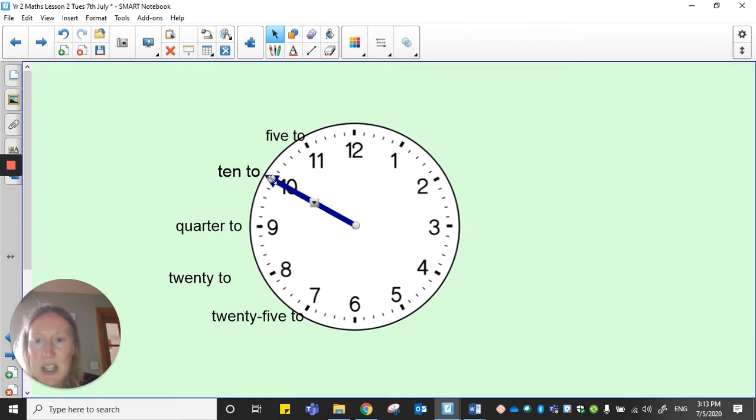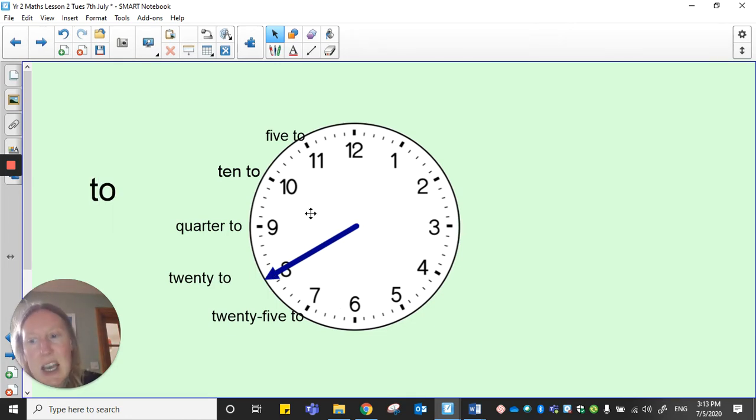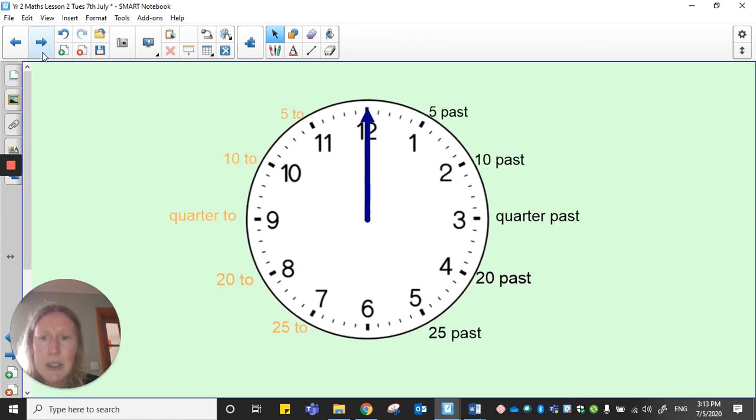Here, how many minutes to the next hour? 10. 10 to, we call that. How many minutes to the next hour? There are 5, 10, 15, 20 minutes to go to the next hour. Okay, so we are doing our to side. This side is all about the next hour. It's looking forward to the next hour. Tell me, how many minutes until the next hour?